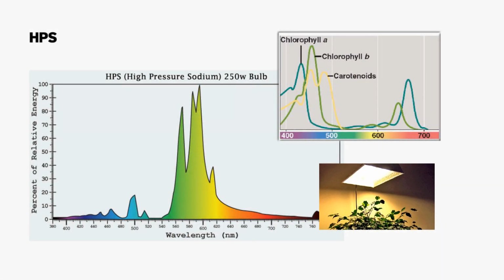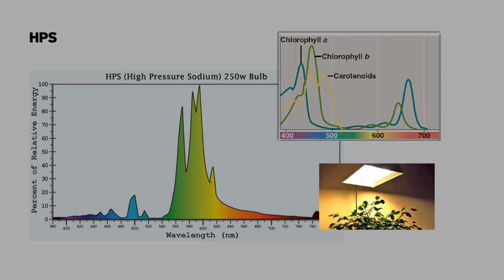High pressure sodium, or HPS, is the same lighting that you see in street lamps that have an orange glow to them. Although there is some light radiation in the violet and blue wavelengths, most of the energy is focused on the yellow, orange, and red wavelengths. This has long made HPS the grow light of choice for those focused on flowering and fruiting.